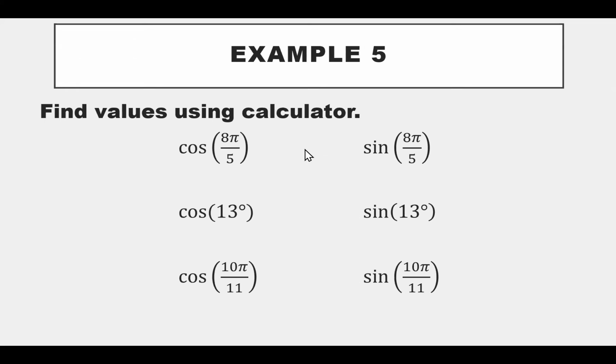Instead, I'm just going to find these values using the calculator, and I'm going to describe how I find these, and all of them I'm going to get approximations for. So we're going to find the cosine and the sine of 8 pi over 5 radians. We're going to find the cosine and sine of 13 degrees. And we're going to find the cosine and sine of 10 pi over 11 radians.